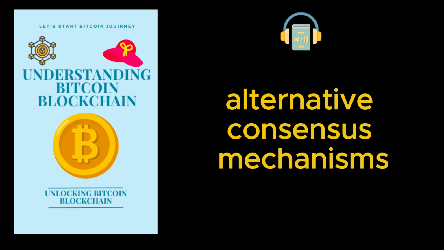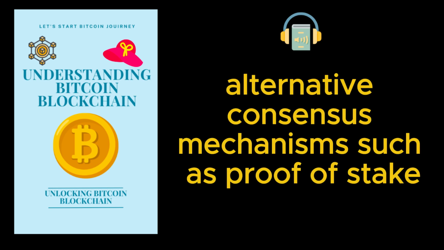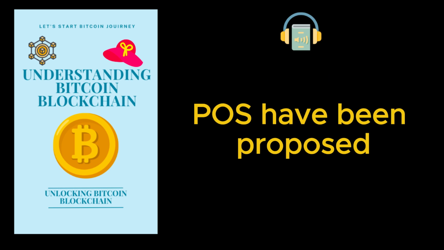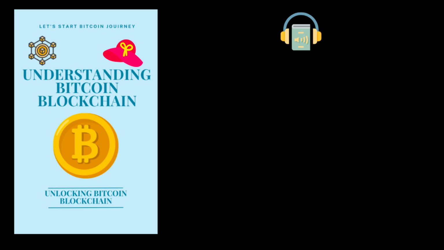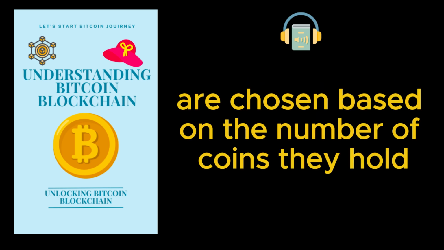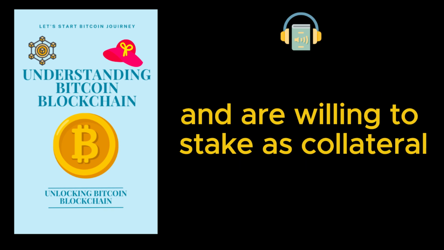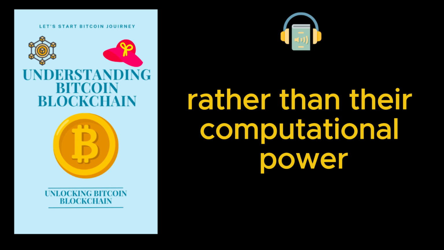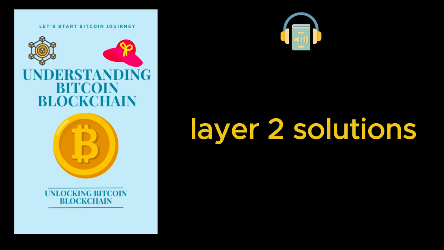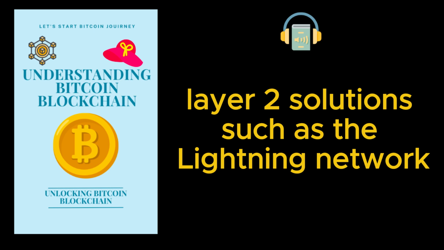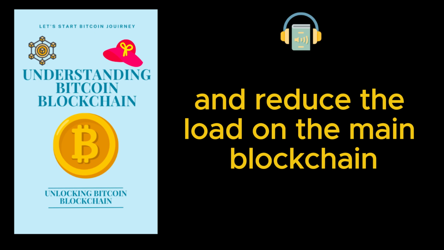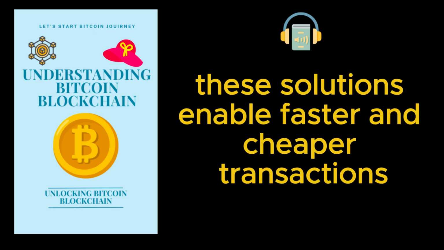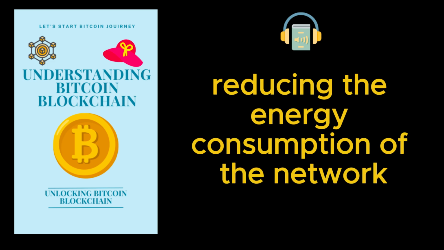Alternative consensus mechanisms. Alternative consensus mechanisms, such as proof of stake, POS, have been proposed as more energy-efficient alternatives to proof of work. In POS, validators are chosen based on the number of coins they hold and are willing to stake as collateral, rather than their computational power. Layer 2 solutions. Layer 2 solutions, such as the Lightning Network, can improve Bitcoin's scalability and reduce the load on the main blockchain. These solutions enable faster and cheaper transactions, potentially reducing the energy consumption of the network.